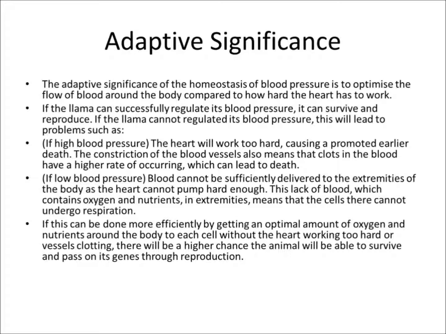The constriction of the blood vessels also means that clots in the blood have a higher rate of occurring, which can lead to death. If low blood pressure, blood cannot be sufficiently delivered to the extremities of the body, as the heart cannot pump hard enough. This lack of blood, which contains oxygen and nutrients, in the extremities means that the cells there cannot undergo respiration. If this can be done more efficiently by getting an optimal amount of oxygen and nutrients around the body to each cell without the heart having to work too hard or vessels clotting, there will be a higher chance the llama will be able to survive and pass on its genes through reproduction.